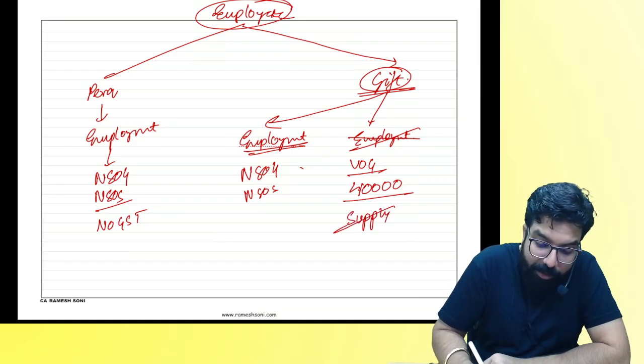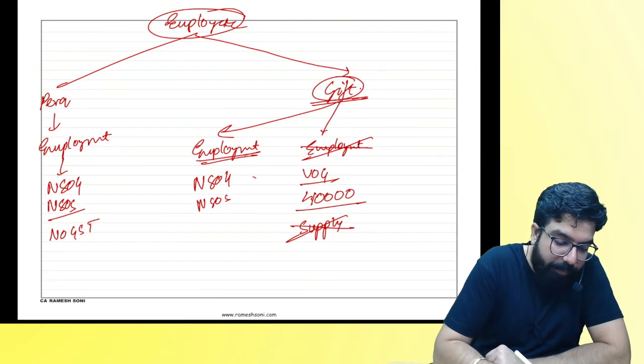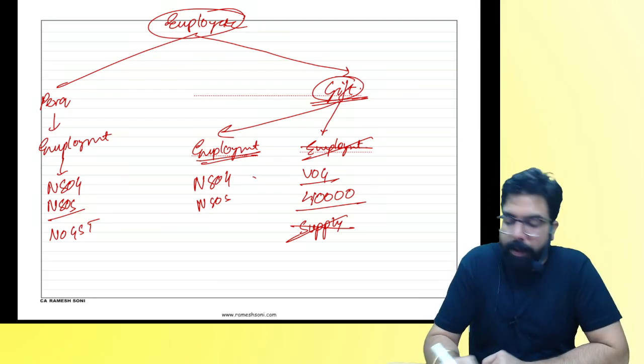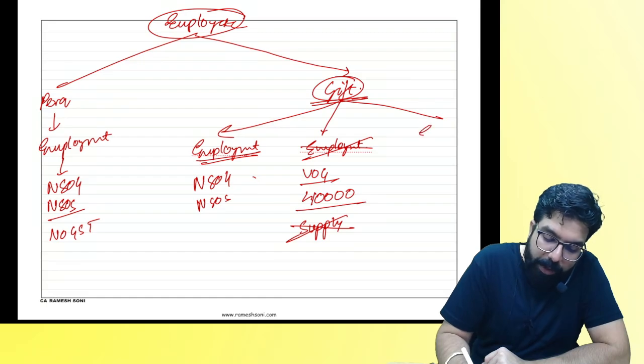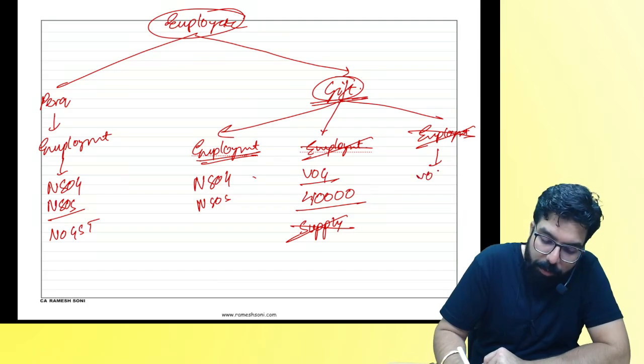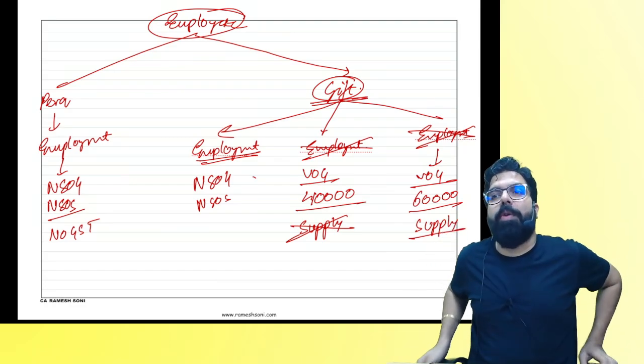No supply. Why not a supply? Below up to 50,000, gifts are neither supply of goods nor supply of services, so no GST. But if the gift's value is 60,000, my question is, will it be a supply? Are we all clear till here? Can I go ahead and ask you one question?